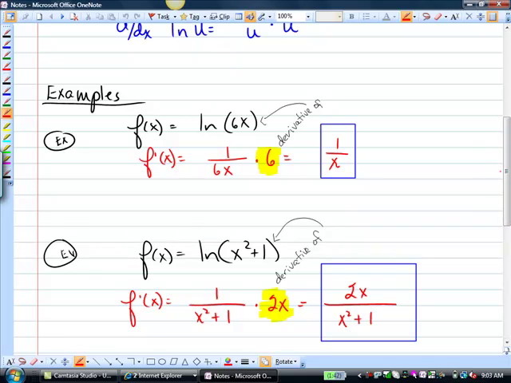The derivative of ln 6x. So it's 1 over whatever you're taking the ln of, 1 over 6x, times the derivative of 6x, which is 6. And when you multiply those, what happens? The 6's cancel out and you end up with 1 over x.